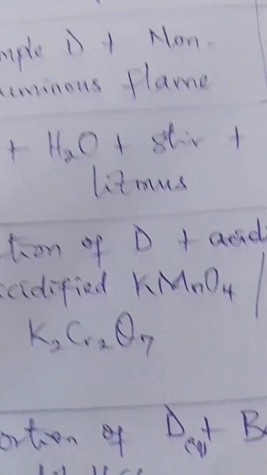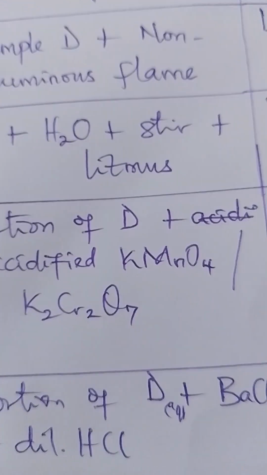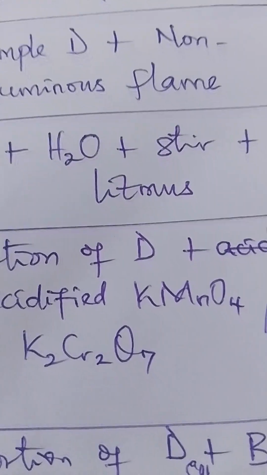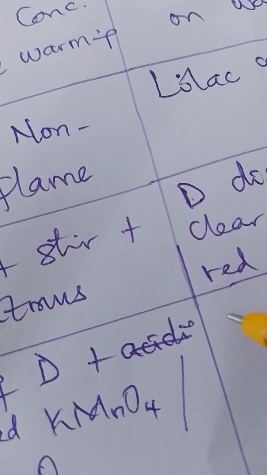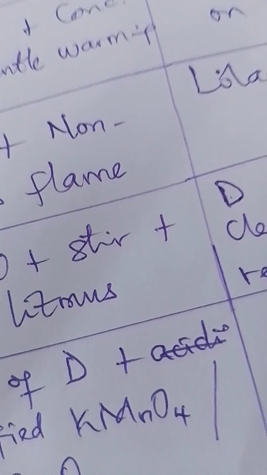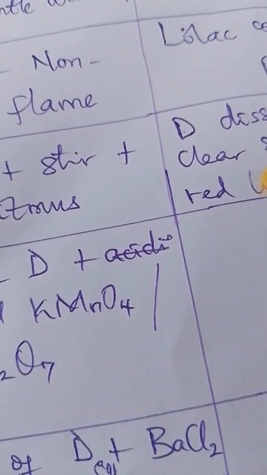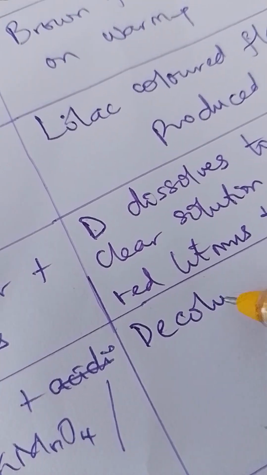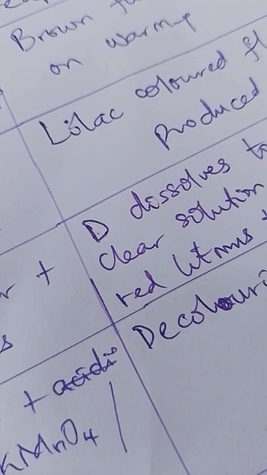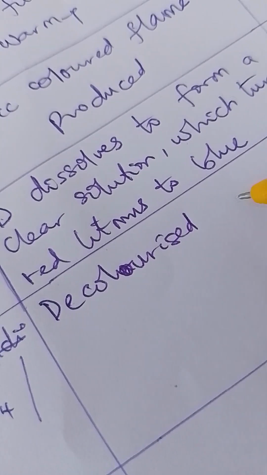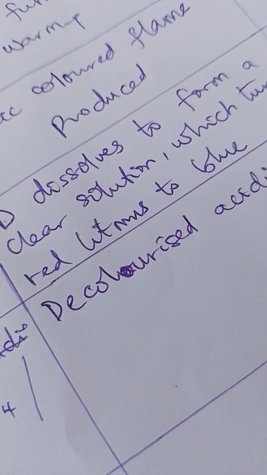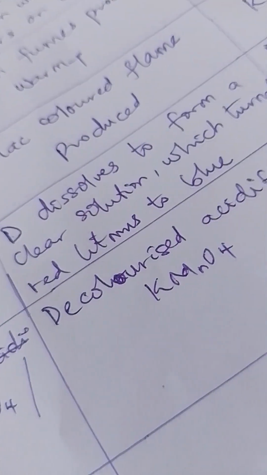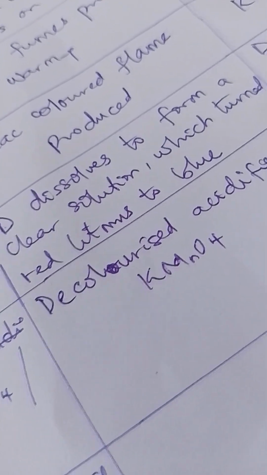So let's assume you are asked to use portion of that sample D, which is an aqueous solution now, with KMnO4. You discover that because the KMnO4 color is purple, that purple color will change, it will decolorize. So you write: decolorized acidified KMnO4.